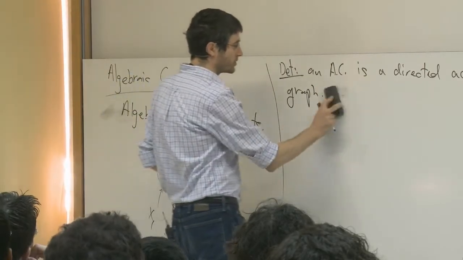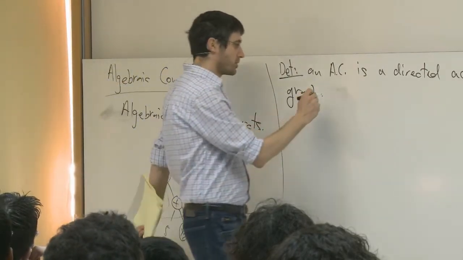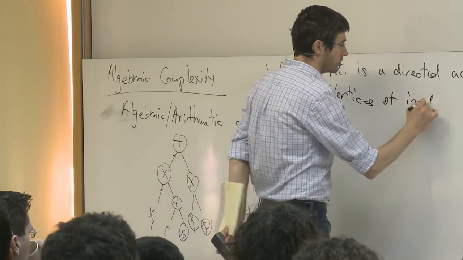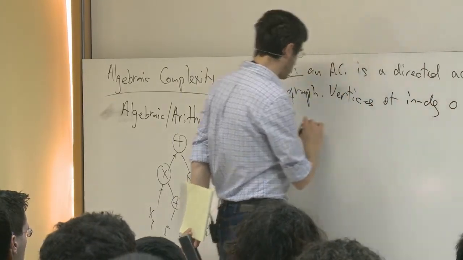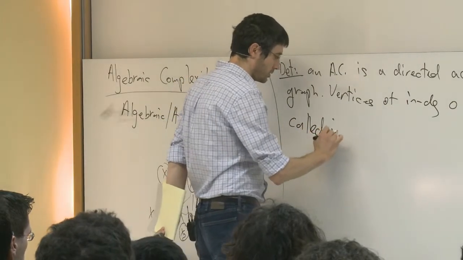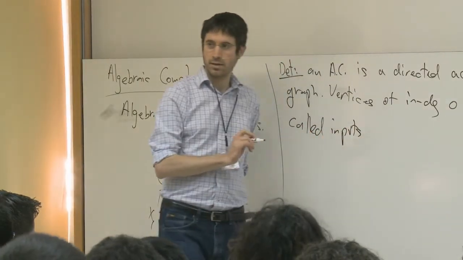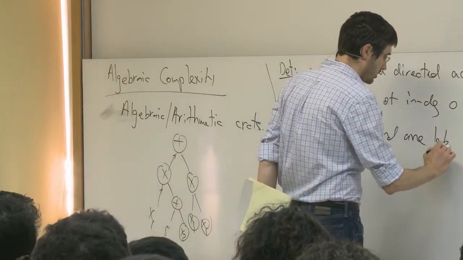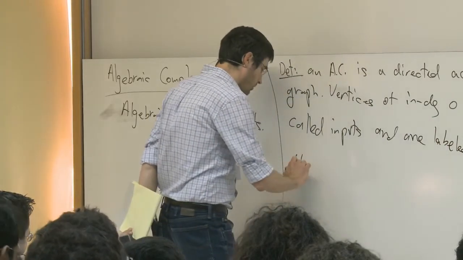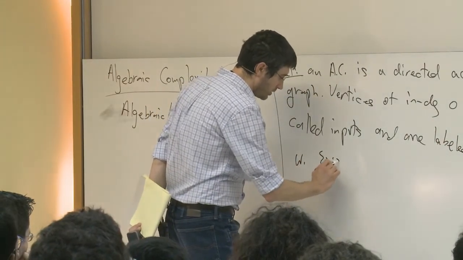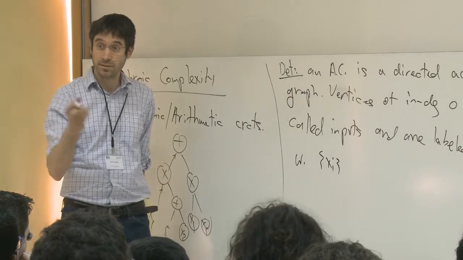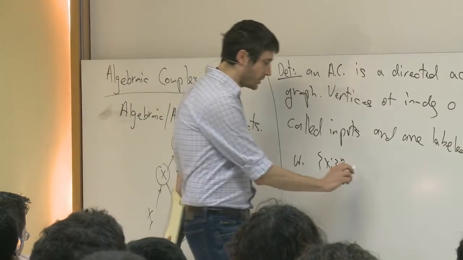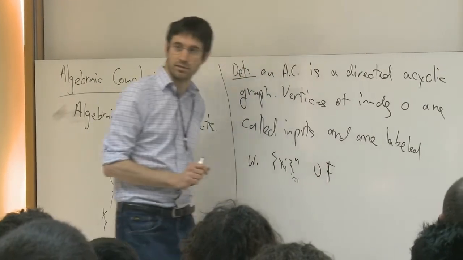So vertices of in-degree 0 are called inputs, and are labeled with either a variable, let's say we have n variables, x_i where i goes from 1 to n, or they can also be labeled by some element from an underlying field.